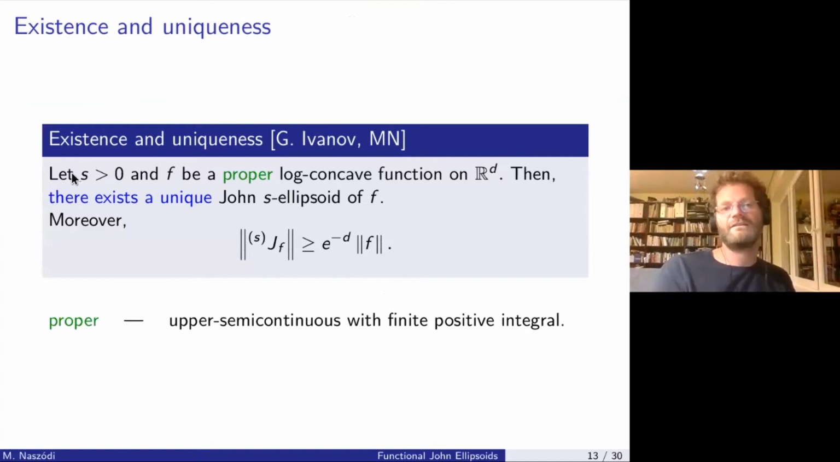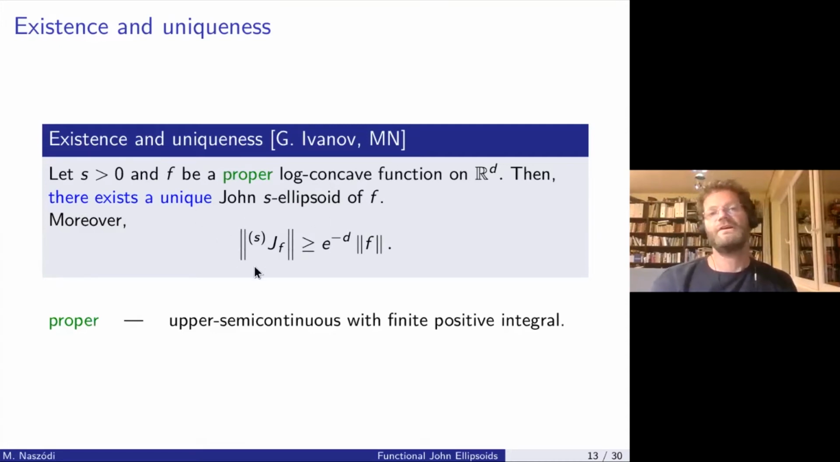So you fix S, and let F be a proper log-concave function. Proper just means that topologically there is nothing nasty here: it's upper semi-continuous and has a positive and finite integral. It's also important, say if it's the constant 10 function, we won't try to approximate it with an ellipsoid. So it has to have finite integral. So we have a log-concave function and a fixed S. Then there is a unique John S ellipsoid.